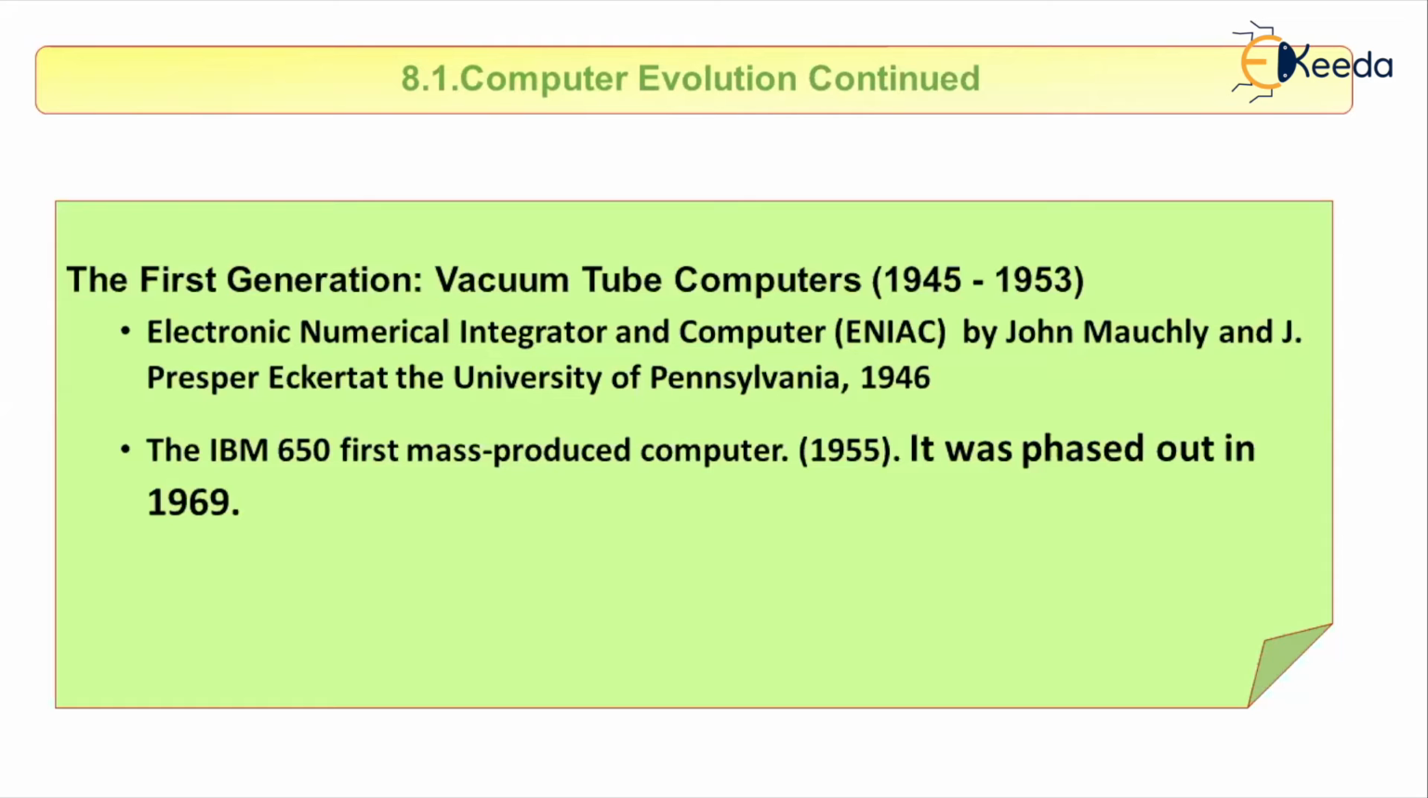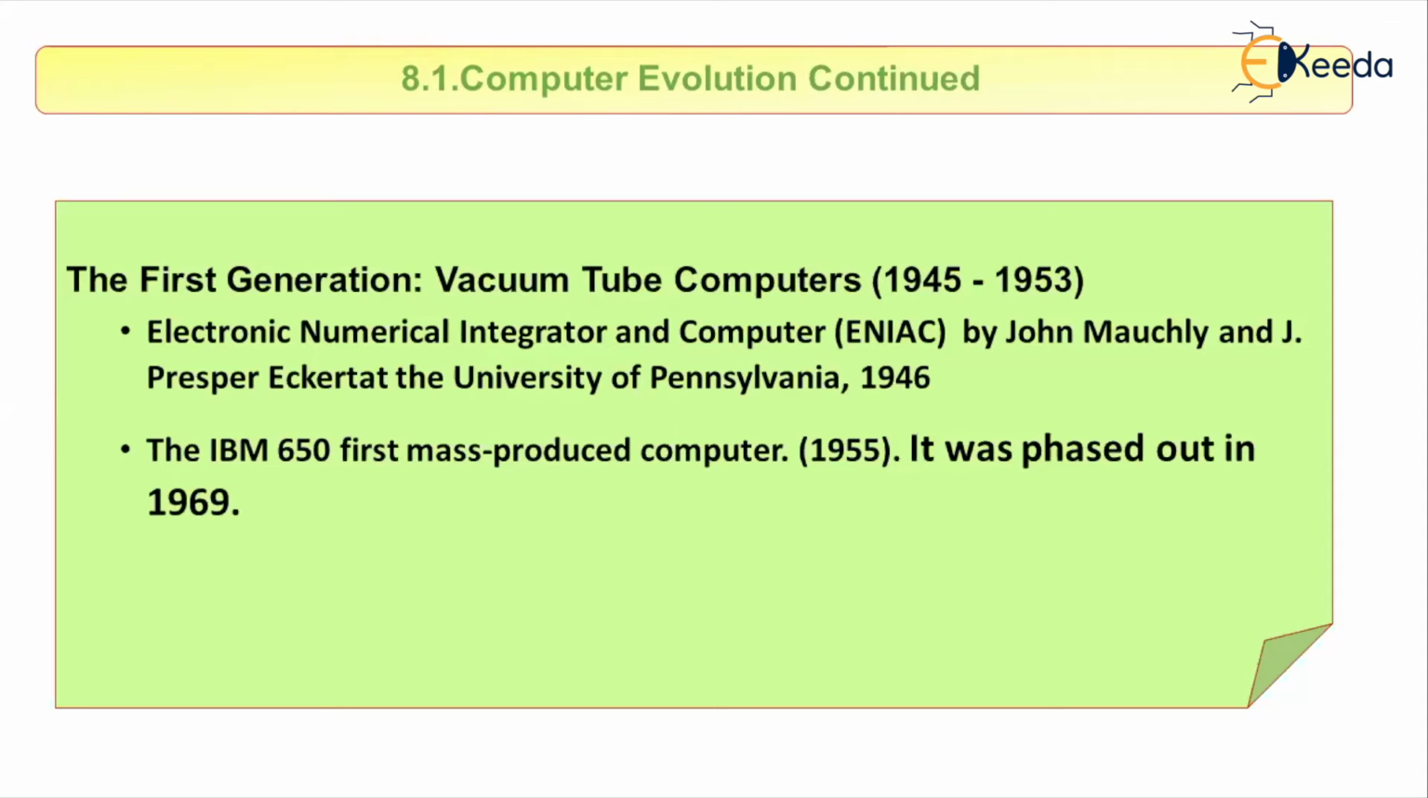Now, let us see what is the full form of ENIAC. Electronic Numerical Integrator and Computer, ENIAC, by John Mauchly and J. Presper Eckert, at the University of Pennsylvania, in the year 1946. So ENIAC was the new evolution which took place in the form of vacuum tube computers, and it was done by the scientists John Mauchly and J. Presper Eckert.